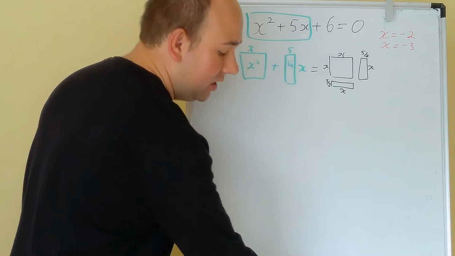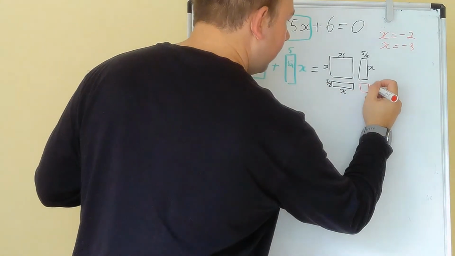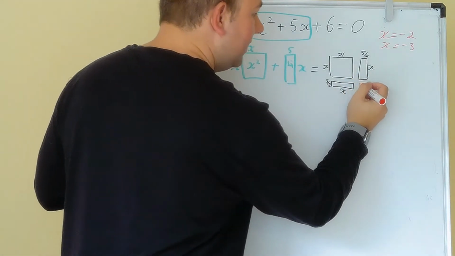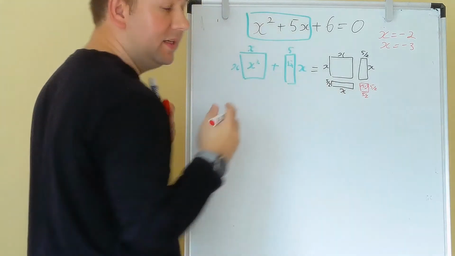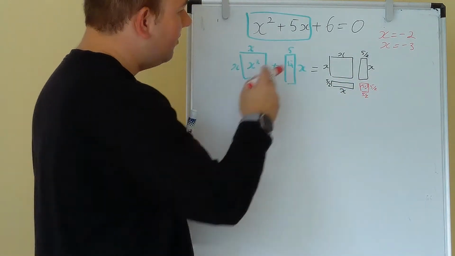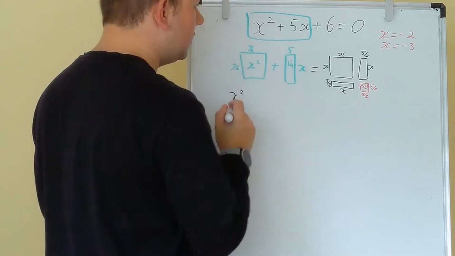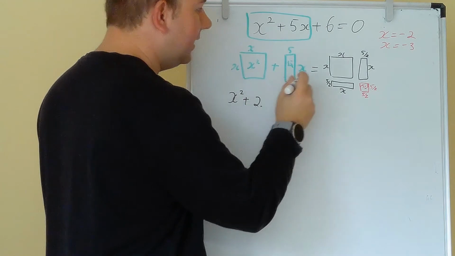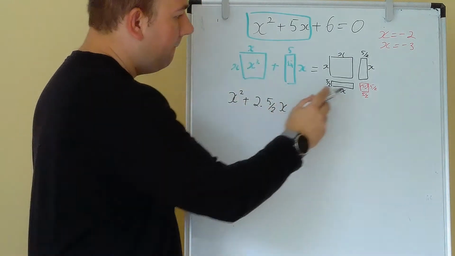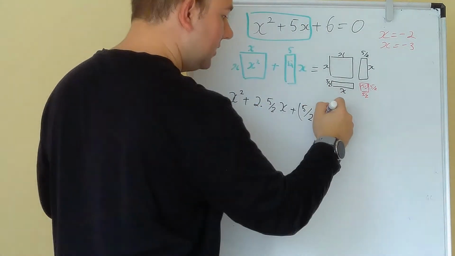The only thing we're missing is a small square down here, which would have sides of 5 over 2 by 5 over 2. So this area in here is 5 over 2 all squared. Sorry, that's a bit small for you to see, but that says 5 over 2 all squared. So we've added this little bit in. We can rewrite this formula now as x squared plus 2 times this 5 over 2 multiplied by x plus this 5 over 2 all squared plus the original 6 we had up here.